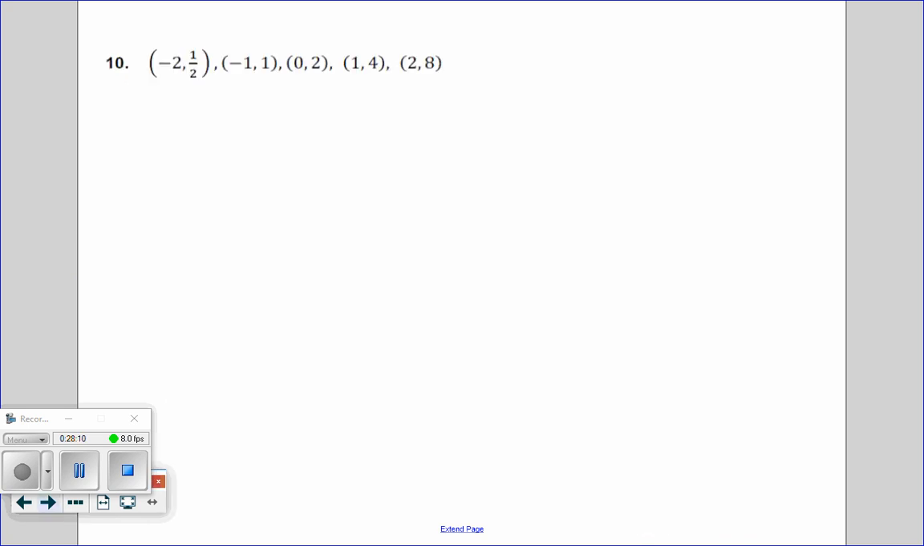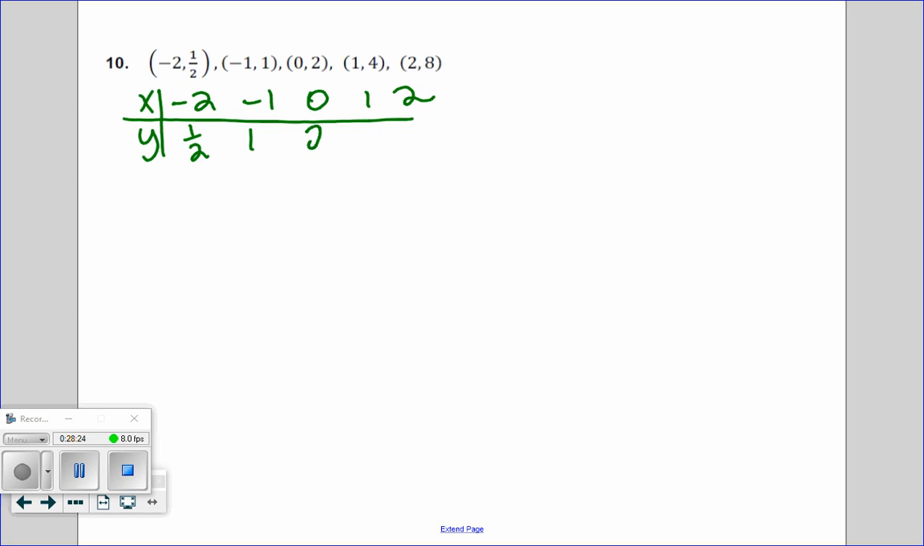Let's try this last one. Same thing. We're going to start off by putting it in a table. At least that's my recommendation. It's a lot easier to read. We've got -2, -1, 0, 1, 2. This is 1/2, 1, 2, 4, 8. Any predictions based on the pattern there?